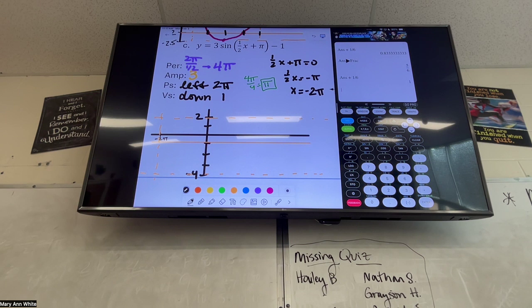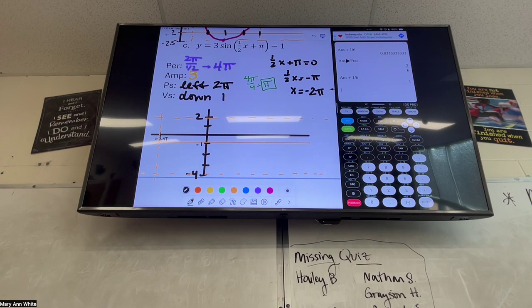I did my graph. I did my amplitude without you guys. I hope that's fine. I was at 3, -3. I moved down 1, so now I'm at 2, -4. My middle was at 0. I moved down 1, so now my middle's at -1. I put my -2 pi on my graph. And then right before I started talking, I did my distance between my ticks. This time my distance between my ticks is 4 pi divided by 4, so it's pi units.